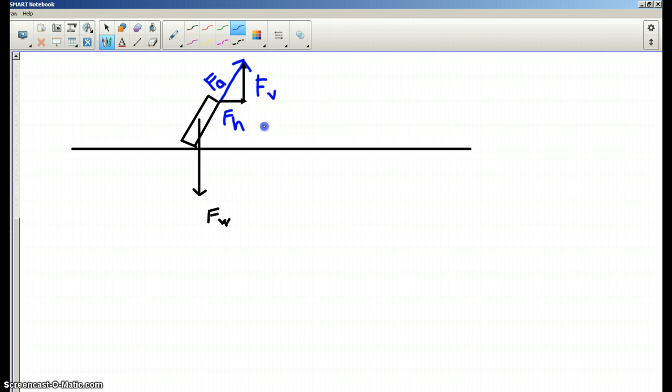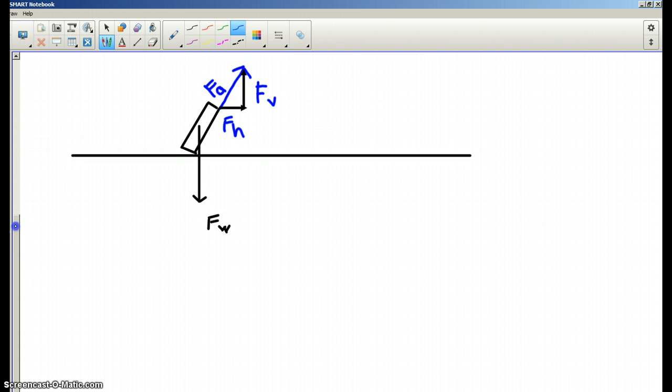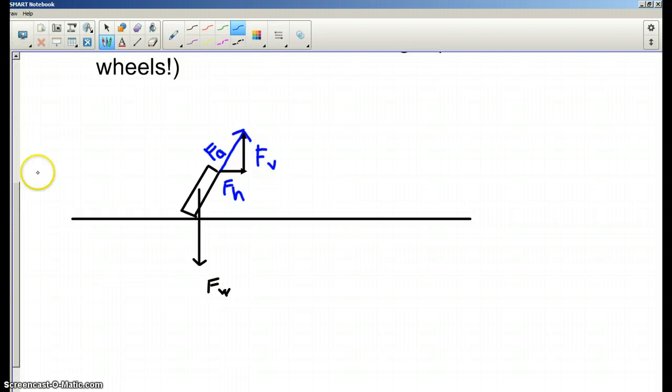What other forces might be acting on the suitcase? If there's a downward force of the suitcase acting on the floor, then there must also be an equal and opposite force of the floor acting on the suitcase. We call this force the normal force. Normal means perpendicular, and this force is perpendicular to the surface.